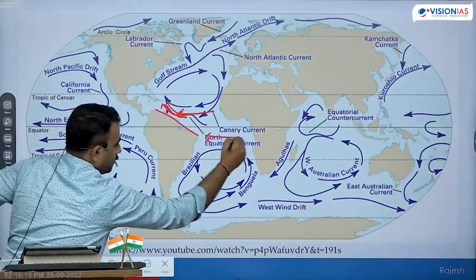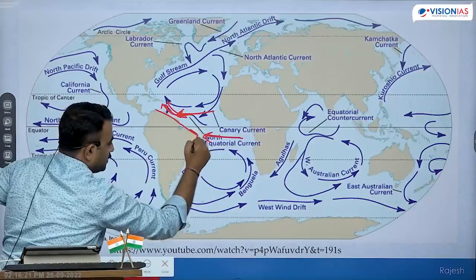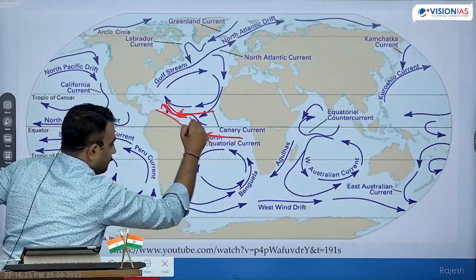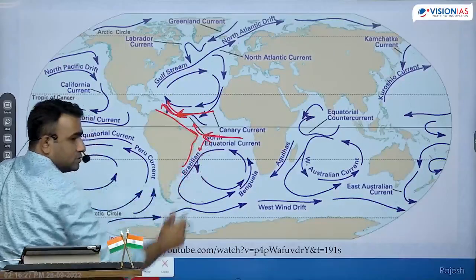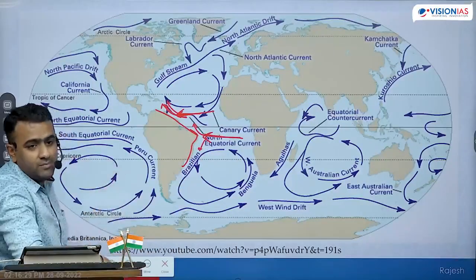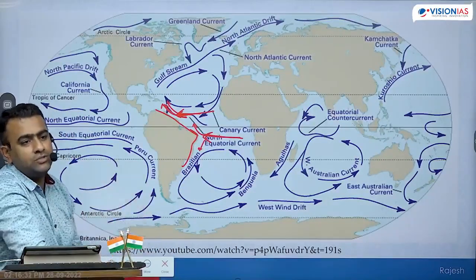For example, the south equatorial current is coming and hitting this part of South America. That is why a part of it gets divided into two branches. A part of it moves north, a part of it moves south. Coastline plays a very important role in deciding the direction of ocean currents.